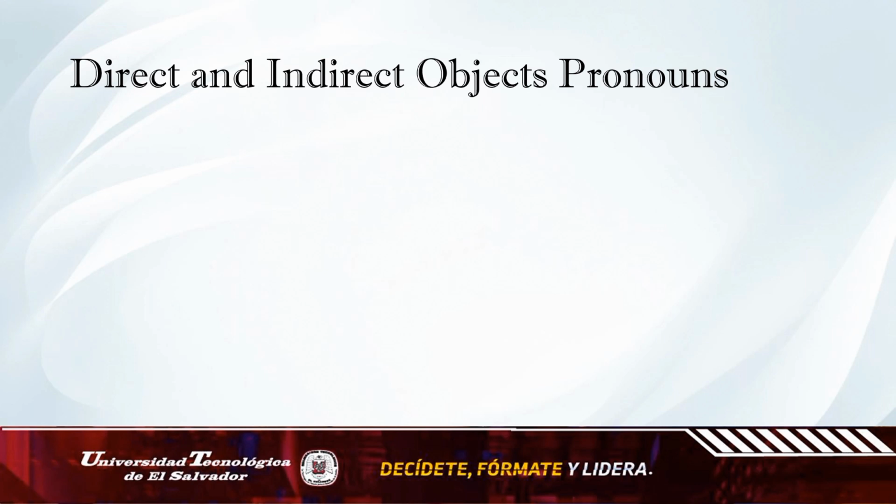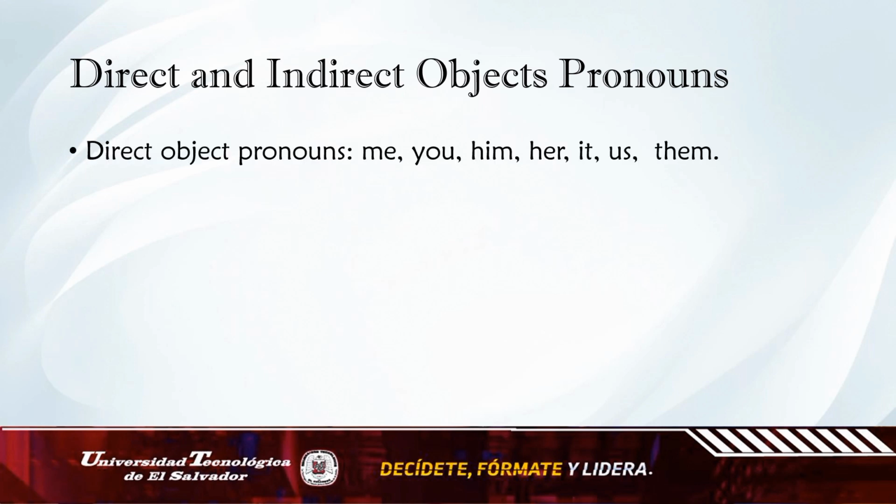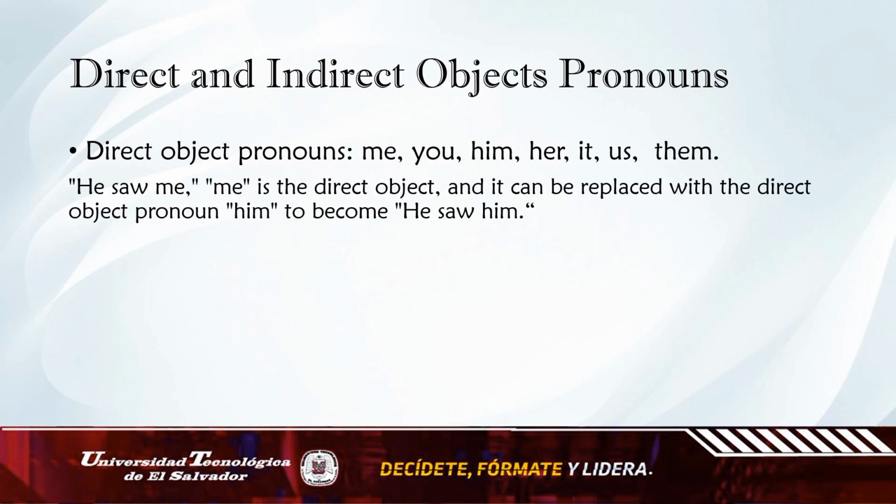Direct and indirect object pronouns. In addition to nouns, direct and indirect objects can also be represented by pronouns. Direct object pronouns include me, you, him, her, it, us, and them. For example, in the sentence, he saw me, me is the direct object, and it can be replaced with the direct object pronoun him to become he saw him.